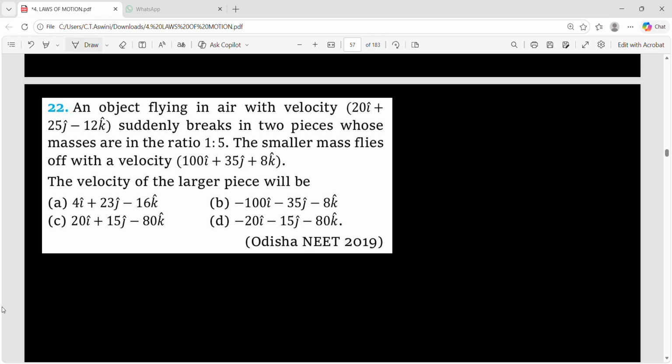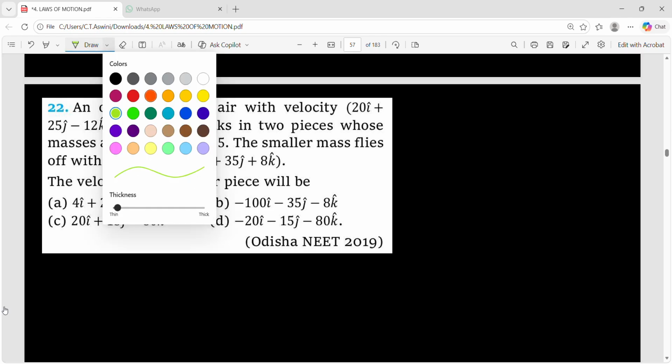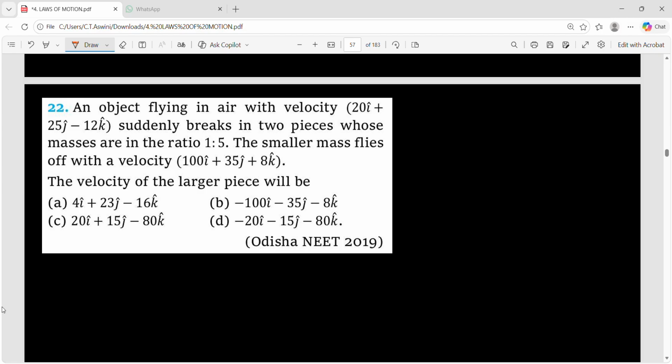See, such a simple concept, but there are many PYQs from your NEET exam, and we will do one by one. An object flying in the air with the velocity. So what is the initial velocity? It is 20i plus 25j minus 12k. Suddenly breaks into two pieces. So imagine this is an object which is flying in the air with that initial velocity. Now it was broken into two pieces.